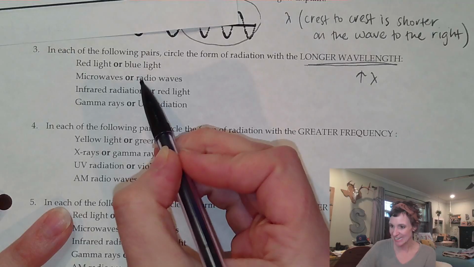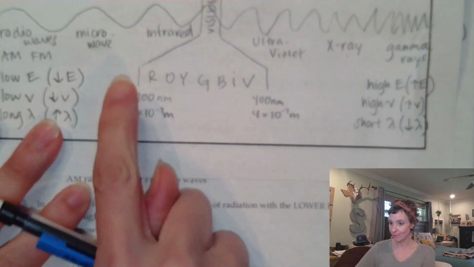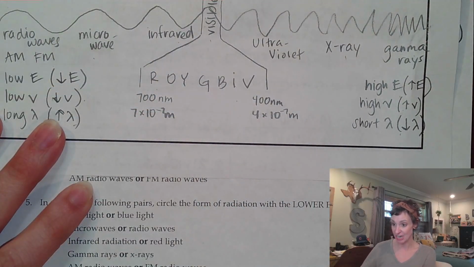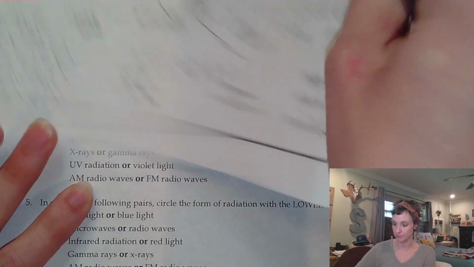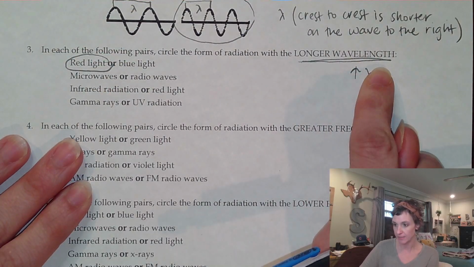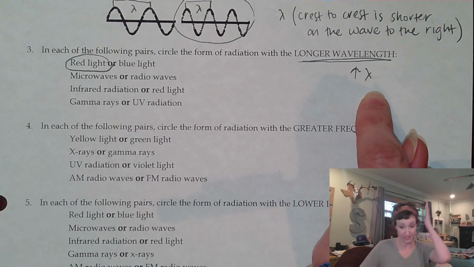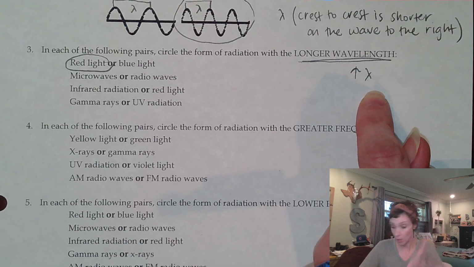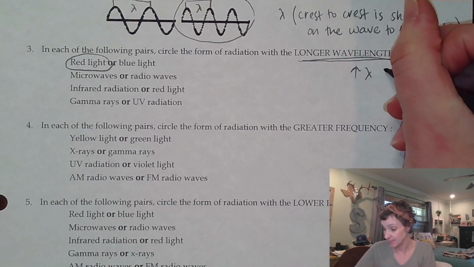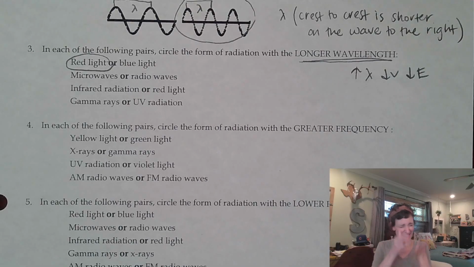So the first choice is red light or blue light. Well, my red light is closer to the less energetic form of the spectrum than my blue light. So I'm going to say my red light has the longer wavelength. And if it helps you guys to do that full chain of longer wavelength means lower frequency means lower energy, that sounds great to me. The more that you can put your brain in the place of what side of the spectrum that is, the better off you are to answer questions like this.